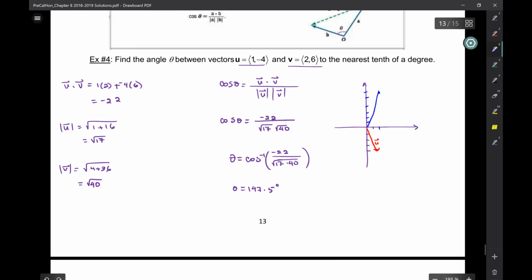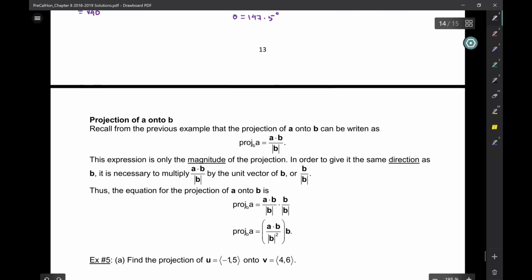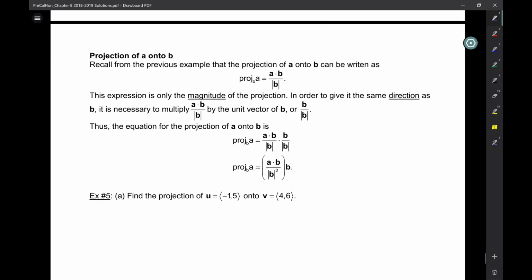Here. That's vector v. What is it that I'm looking for? I'm looking for the angle between these two. Does that make sense that that's 147 degrees? Yeah. That's pretty cool, isn't it? Okay. All right. So let's do some deriving.